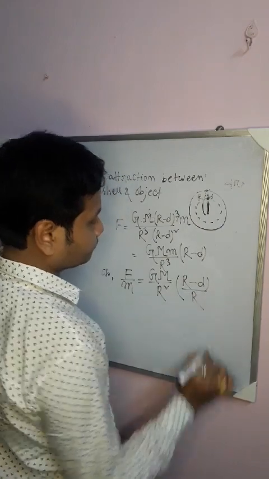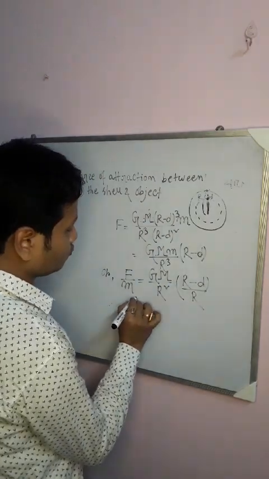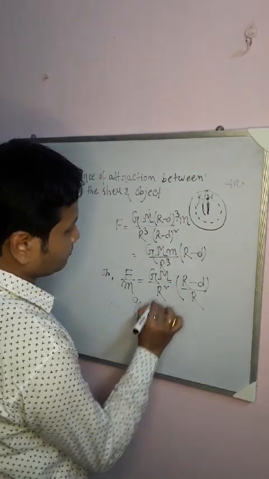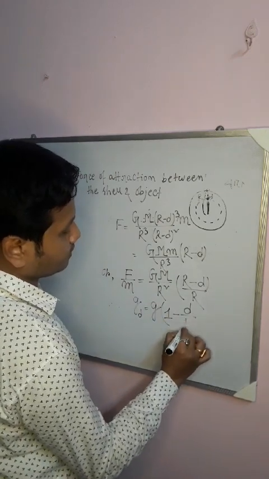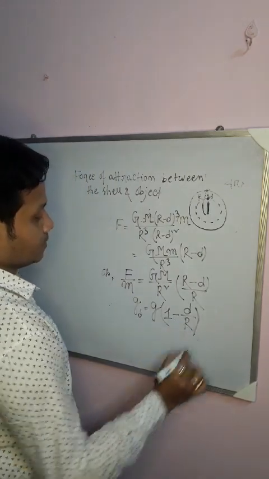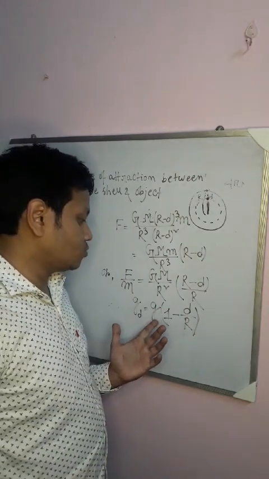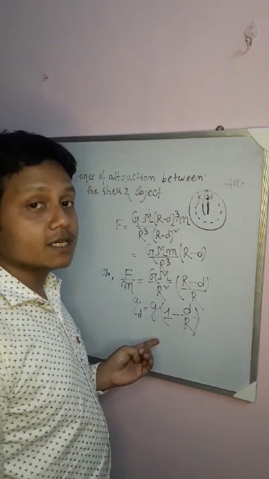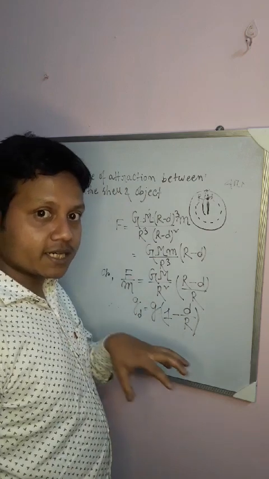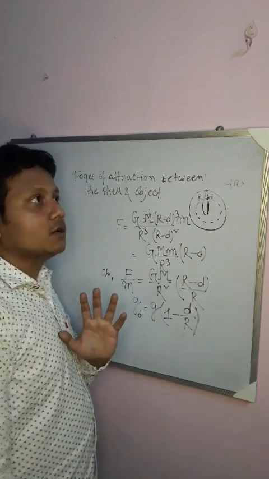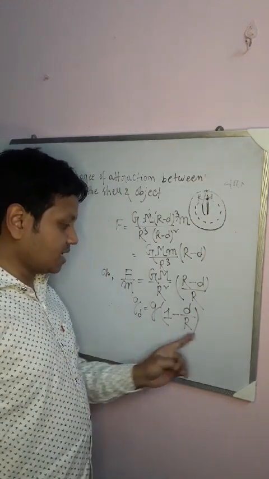So what is F by m? It is the acceleration due to gravity at a depth d. You can write it g_d, and this is simply, in terms of the surface value, g into (1 minus d by r). So this is the formula: acceleration due to gravity at a depth d, g_d equals g into (1 minus d by r). Now this formula is used to find the weight of an object located at the center. Whenever you are asked to show that the weight of an object at the center of Earth is 0, first you have to derive this relation.